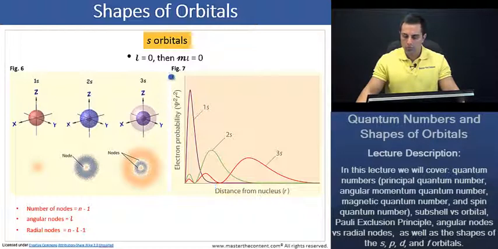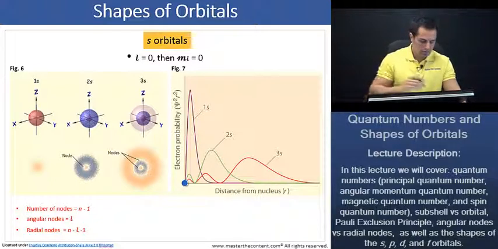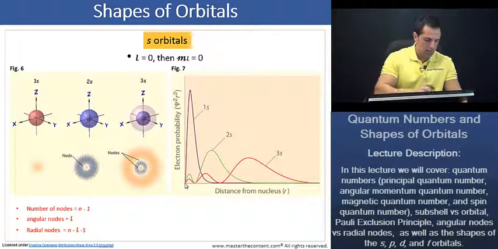And furthermore, looking at figure 7, this is not a node, right where my blue pointer is. And a lot of students make that mistake, so just be cognizant of that. Let's move on now to our next slide, where we can take a look at our p orbitals.